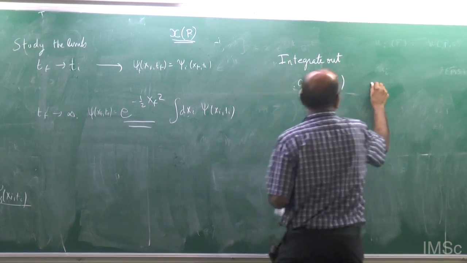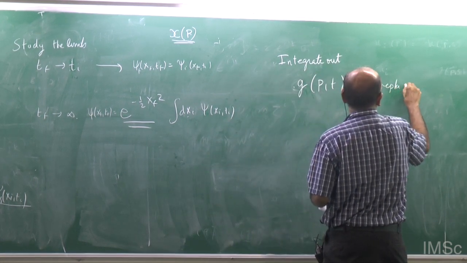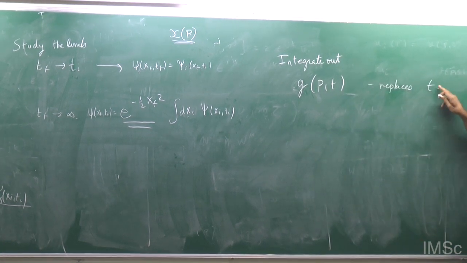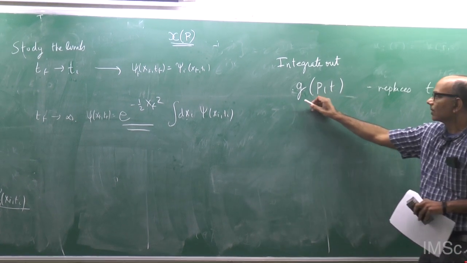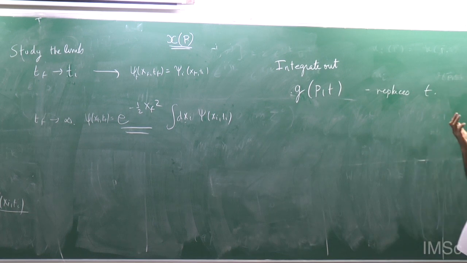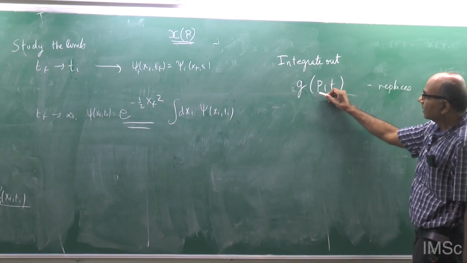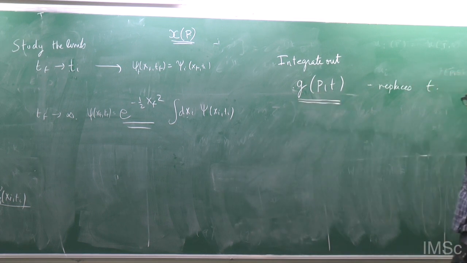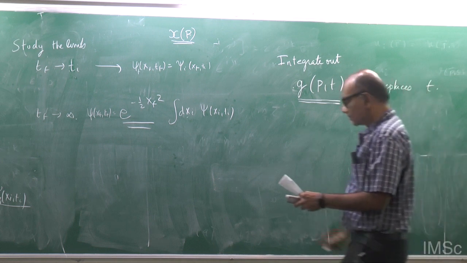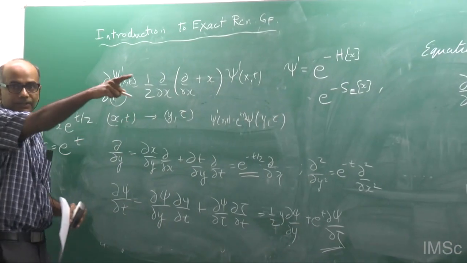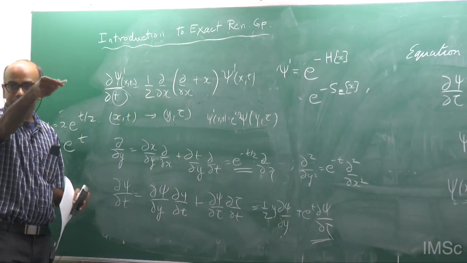It replaces t. Of course, I could have just made this t into a function of p, but I choose to call it g and keep a label t, just as a parameter. The time variable for any given mode will be this. So let's write down the analog of this equation, with t being replaced by that g and x being replaced by x of p.